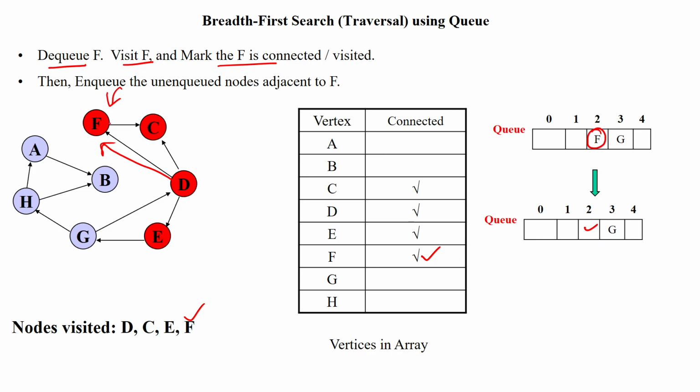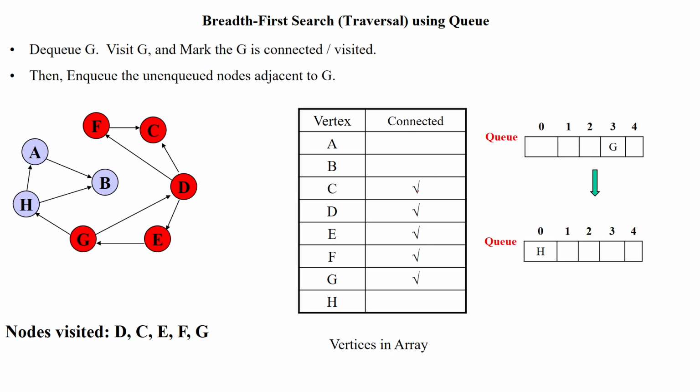So now find the adjacent nodes of F. For F, the adjacent node is C, but C is already visited. So there is no need to add that into the queue. Okay.